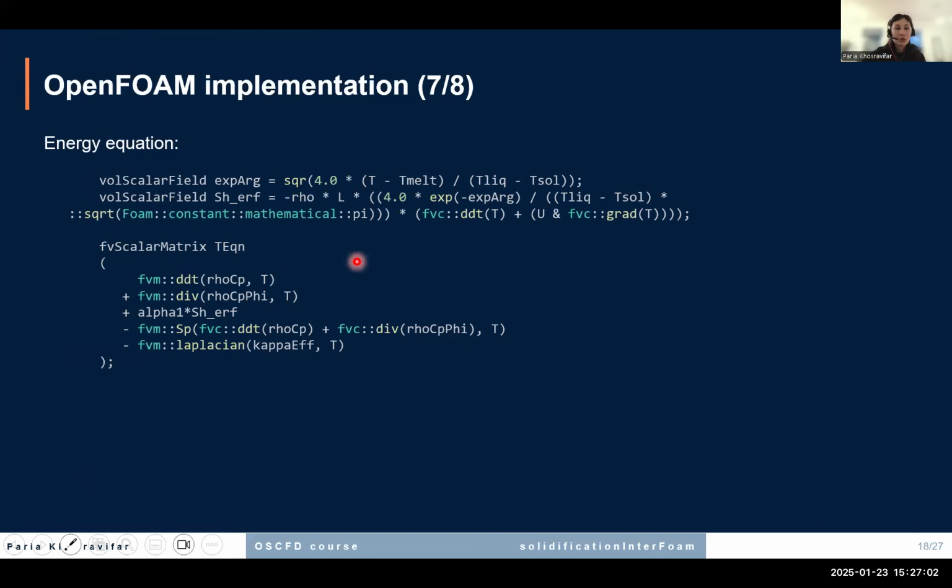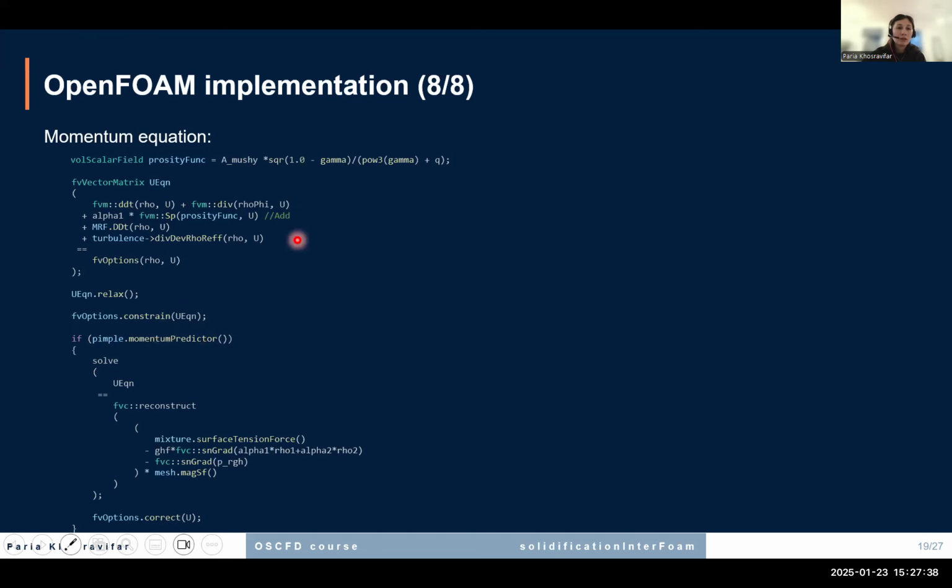And now we have the energy equation. The source term that I showed in the theory section is defined, will be solved explicitly and added to the equation with this expression. Alpha here represents the volume fraction of liquid that we calculate in the volume of fluid equation. And here is the momentum equation, and here also the source term will be added to the equation like this.